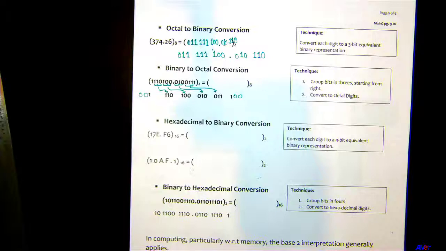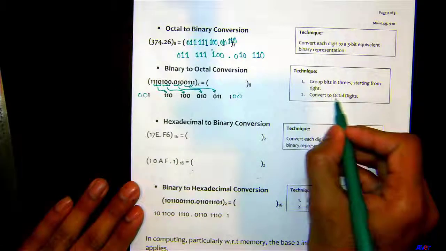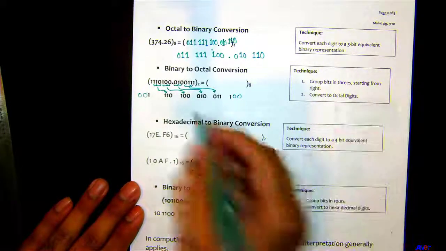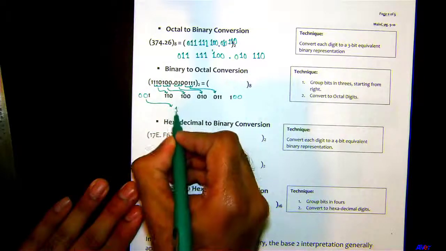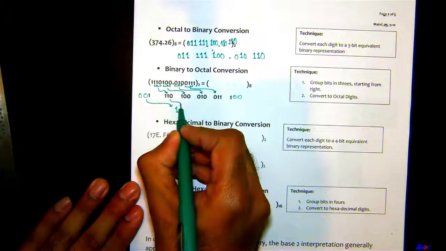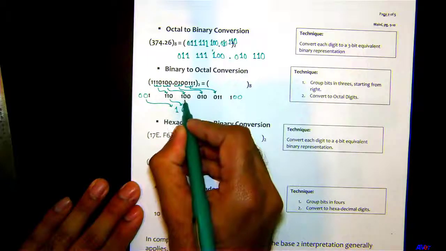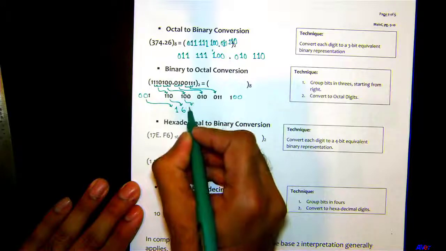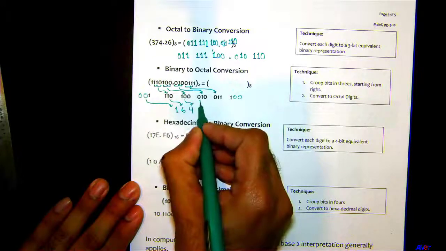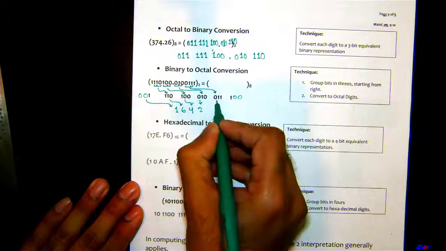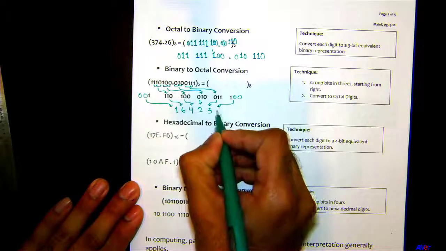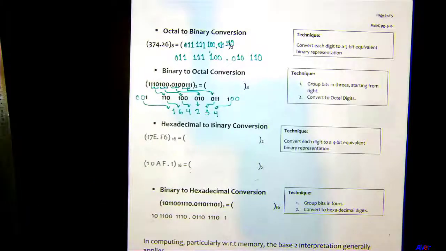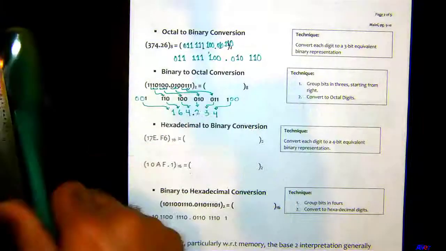All right, and then the second step is to convert to the octal digits. So 001 makes a code of what? 1. What about 110? 6. What about this 100? 4. And that's 010, 2. This right here, 3. And then this right here makes a code of 4. Where is the decimal point going to be? Between 4 and 2. Correct. Awesome.